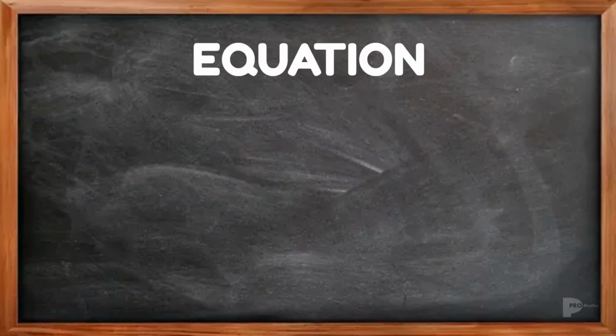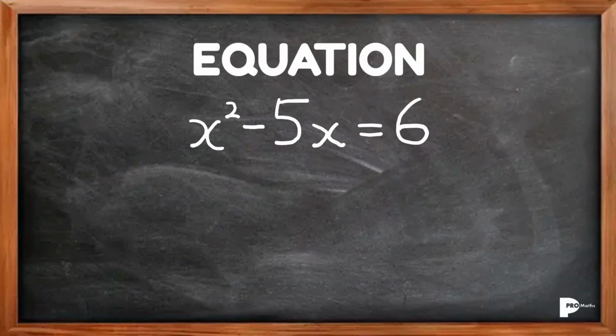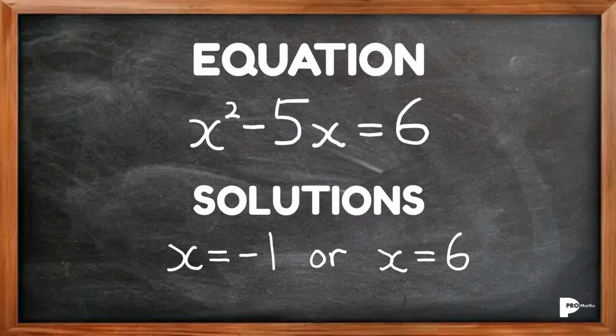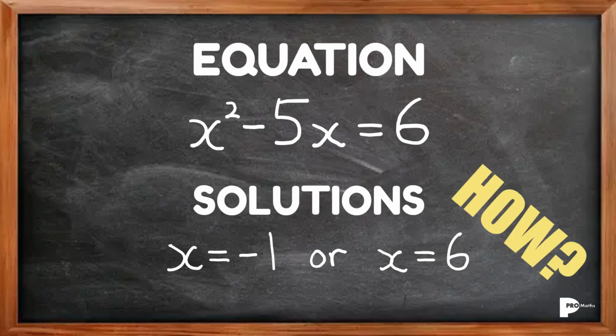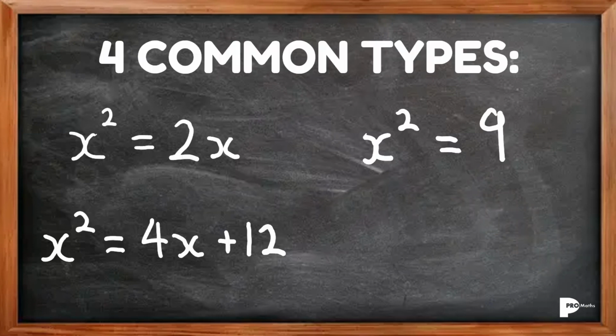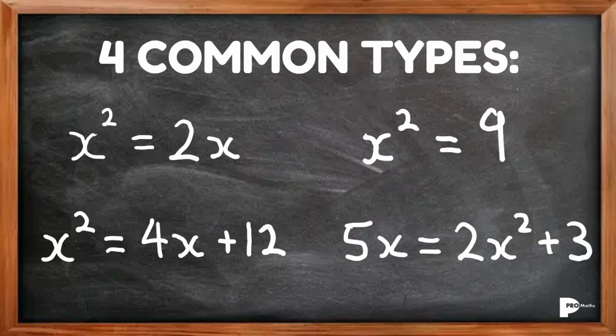The solutions to the equation x squared minus 5x equals 6 are x equals -1 or x equals 6. So how do we get these? In this video we show you how to solve 4 common types of quadratics using factorization. Welcome everyone, let's get into it.